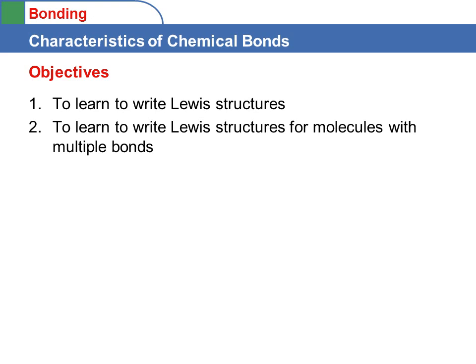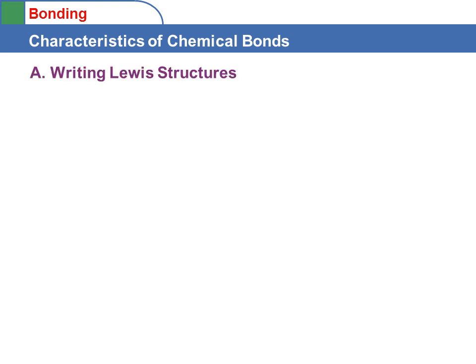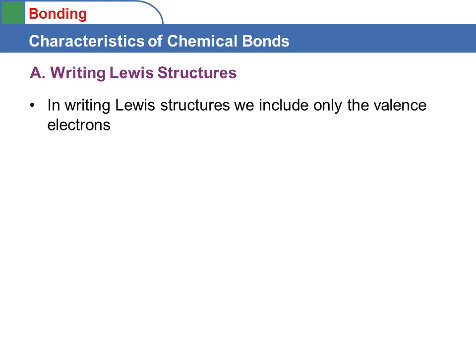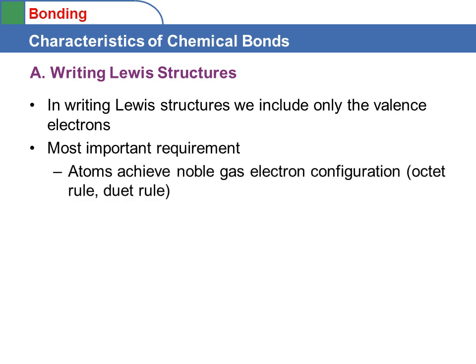All right, and finally, this is a brief look at multiple bonds, okay? And this goes along with your handout. So when we write Lewis dot structures, we only include the valence electrons, and that is the most important requirement so that the atoms we're looking at will achieve noble gas electron configuration. So this helps us actually predict what covalent bonds look like.